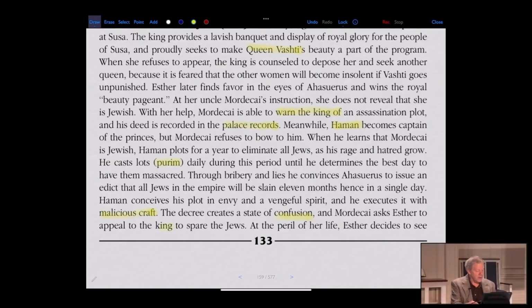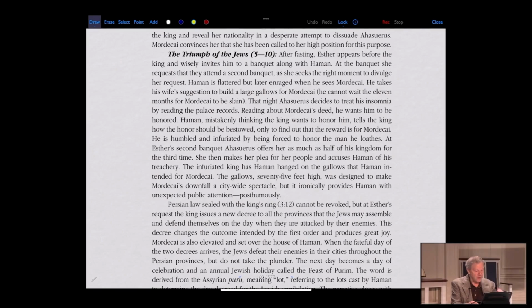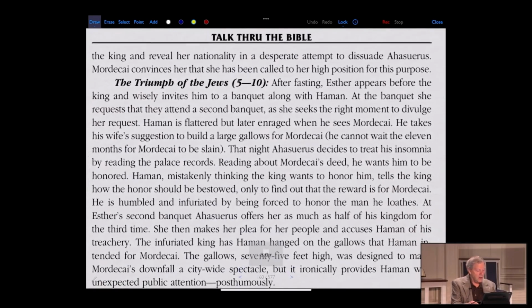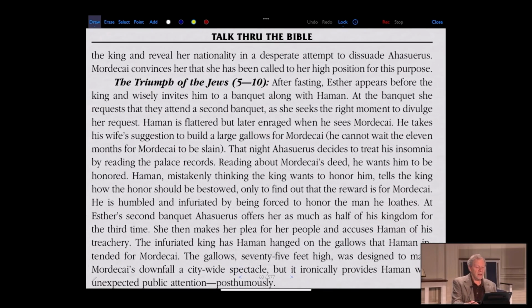But this is why, with the collective horror, Mordecai asks Esther to appeal to the king and spare the Jews. But it's at the peril of her life, because she has to reveal to the king her nationality in a desperate attempt to dissuade Ahasuerus. Furthermore, she hasn't been called before him these 30 days, and if he doesn't raise the golden scepter, she'll be killed, because nobody goes uninvited into the throne room.